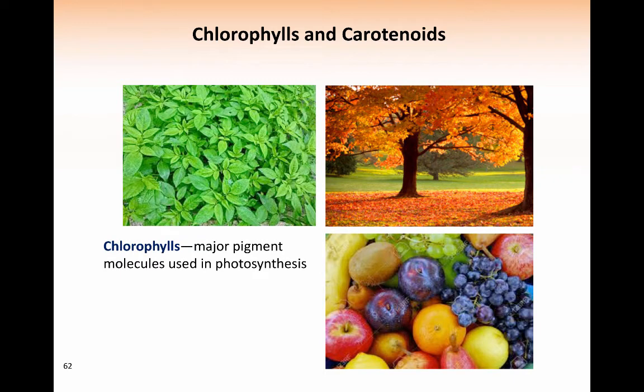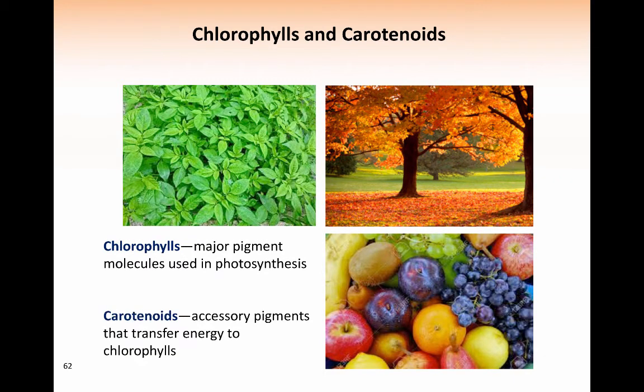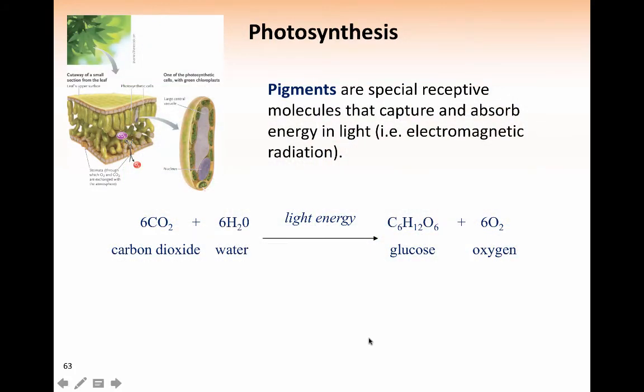So chlorophylls are the major pigment molecules used in photosynthesis. Carotenoids are accessory ones. They also transfer energy to the chlorophylls, and we see these different pigments all around us. So here's chlorophyll. We have lots of carotenoids here in the plants whose leaves are changing color in the fall. And there's lots of different pigments in fruits, and they include things more than just chlorophyll and carotenoids. There's also things like anthocyanins as well.